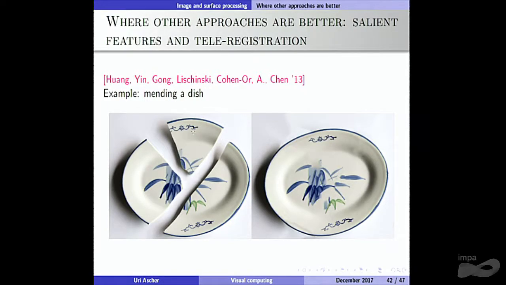So what we do is we look at the salient features. For example, we look at this piece here, and there's a salient feature here that hits the boundary. This one has this, and so by finding the salient feature, we connect them. And that's how the registration is done. Nothing is missing in the plate. Actually, there is a piece missing here.